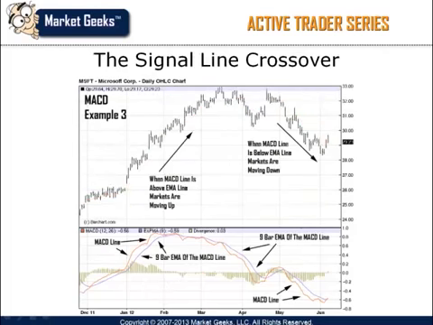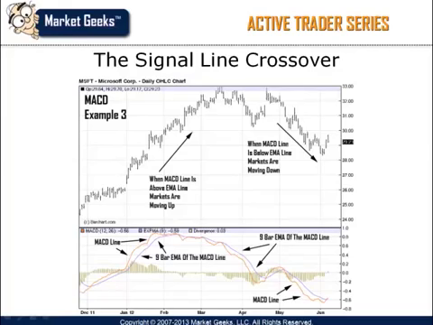One of the most basic MACD trading methods is the signal line crossover. This method tends to work well with volatile markets that trend often, such as foreign currencies and technology stocks. The signal line is just a 9-day or 9-bar EMA of the MACD line. As a moving average of the indicator, it slowly follows the MACD line.